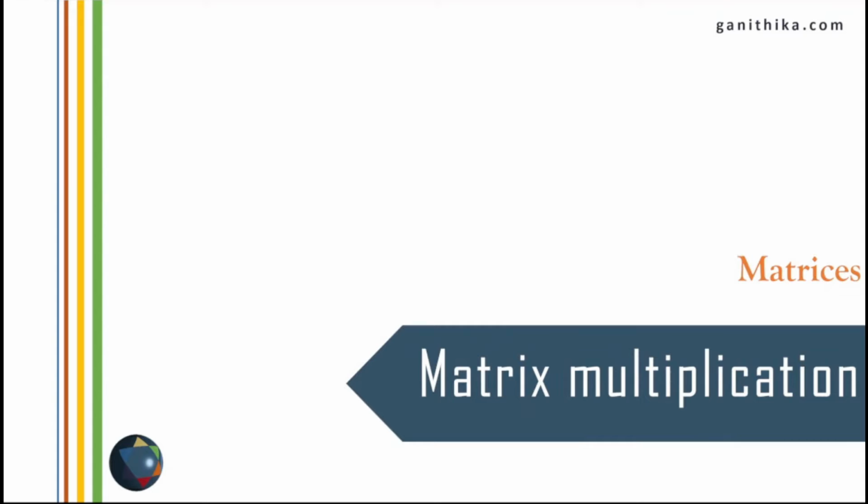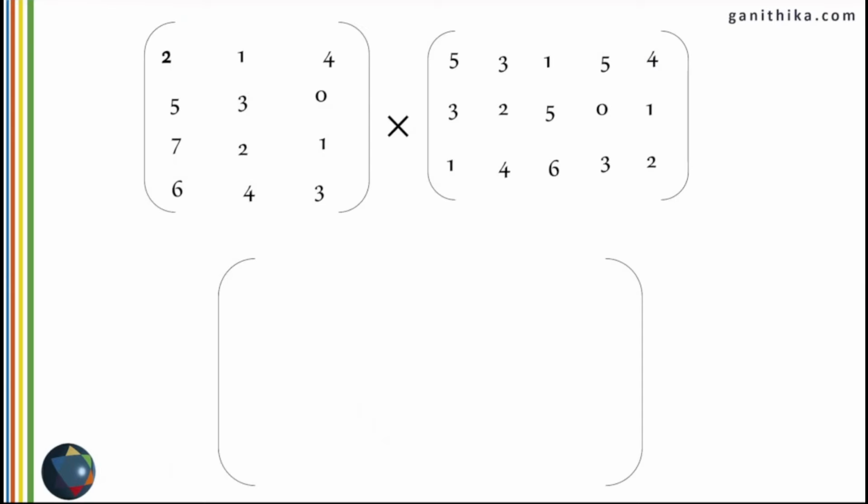Now let's see how to multiply two matrices. So here are two matrices. The first matrix is of order 4 by 3 and the second matrix is of order 3 by 5. You can see that the orders are not the same for multiplication, but there is something very important to notice. You can notice that the number of columns in the first matrix, which is 3, is the same as the number of rows in the second matrix, which is 3 again.